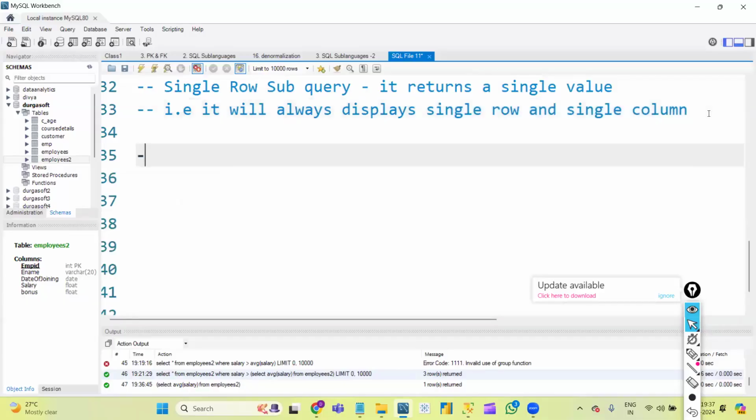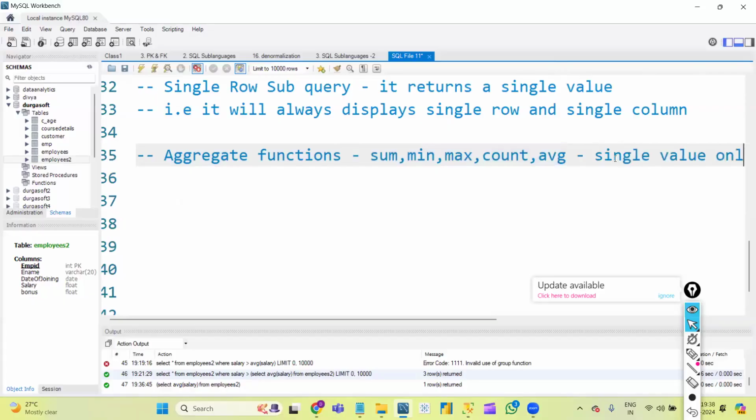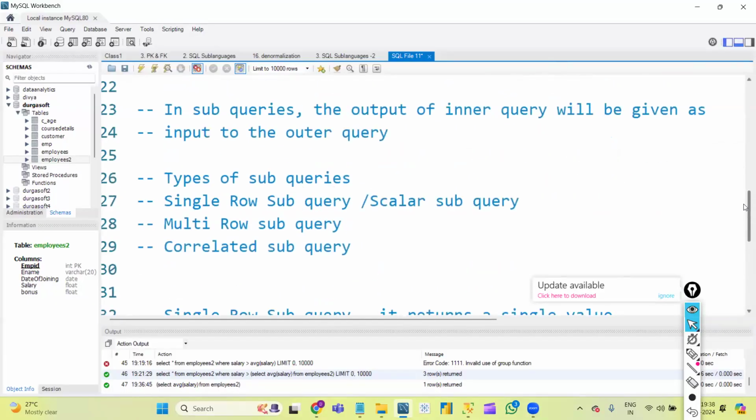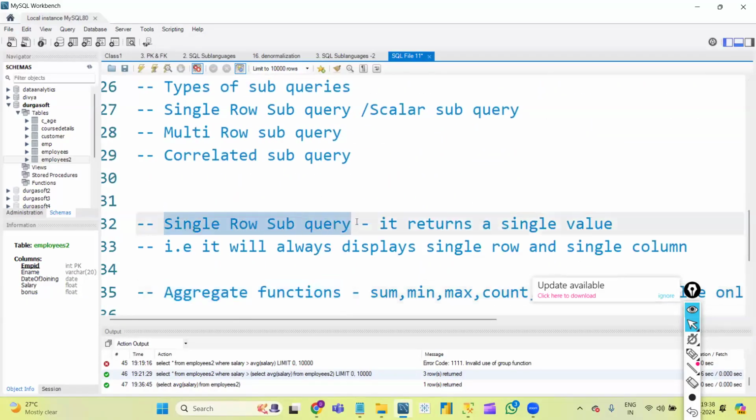That means we get single values whenever we use aggregate functions, right? All the aggregate functions may be sum, minimum, maximum, count, or average. We have this many aggregate functions. Whenever we use aggregate functions, we get the output as a single value only, correct? So whenever I use aggregate functions in the subquery, all those subqueries will be considered single row subqueries only.